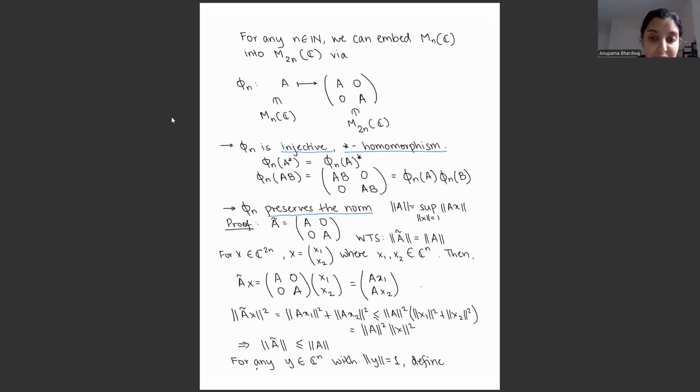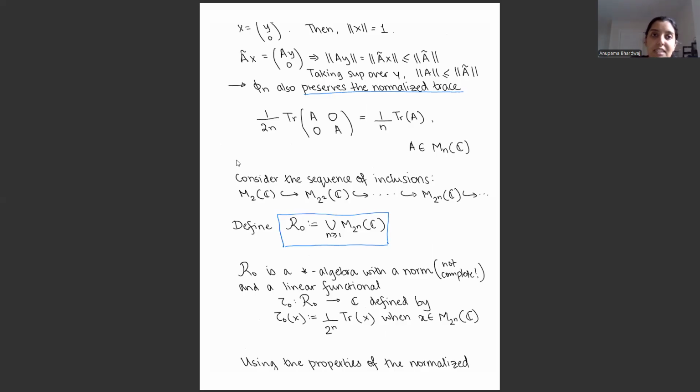And then that's less than or equal to the norm of a squared, and then the norm of x1 squared plus x2 squared, which again adds up to the norm of x squared. So we have that the norm of a tilde is less than or equal to the norm of a. And then to show that the norm of a is less than or equal to the norm of a tilde, we can just consider any y in Cn, any vector in Cn, which has a length of 1.